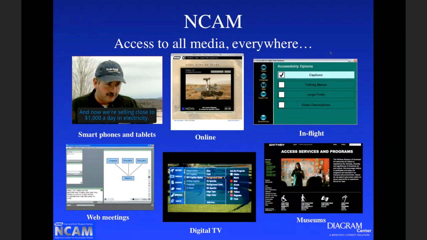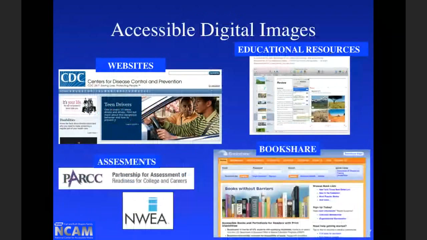And when we're talking about accessing websites especially, and you're talking about using a mouse or using a keyboard, with mobility impairments as well. So that is what we do here at NCAM. Today we're going to talk very specifically about images and making digital images accessible. And of course we know that images are found everywhere.